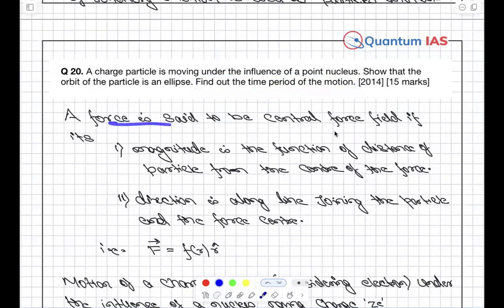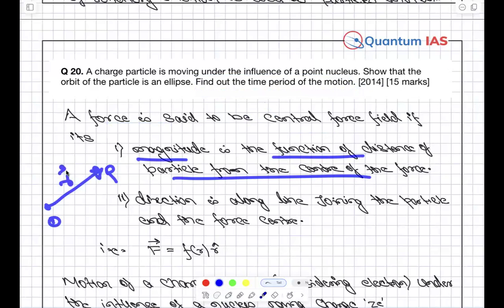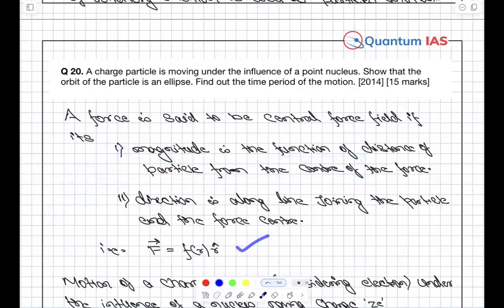So force is said to be central if it satisfies two conditions. First, magnitude is function of distance between, that is if this is the center of my force and if it is my particle, this is my r vector. So अगर जितनी डिस्टेंस इसकी है r, इस पे फोर्स डिपेंड कर रहा है, मतलब दूर जाने पे और पास आने पे it will increase or decrease and its direction is also along this line, then we say that it is a central force, right?